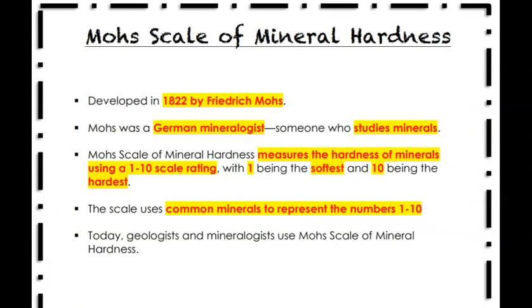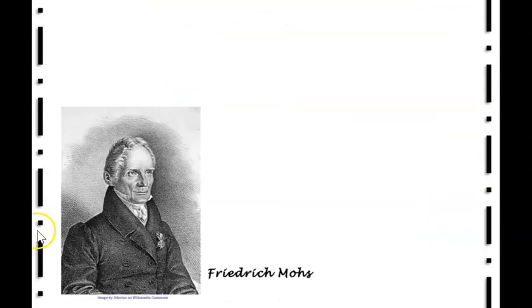Now, the Mohs scale of mineral hardness was developed in 1822 by a German mineralogist, someone who studies minerals. The Mohs scale of mineral hardness measures the hardness of minerals using a 1 to 10 scale rating, 1 being the softest and 10 being the hardest. And the scale uses common minerals to represent the numbers 1 through 10. Today, geologists and mineralogists use the Mohs scale of mineral hardness. Here we have a picture of Frederick Mohs.